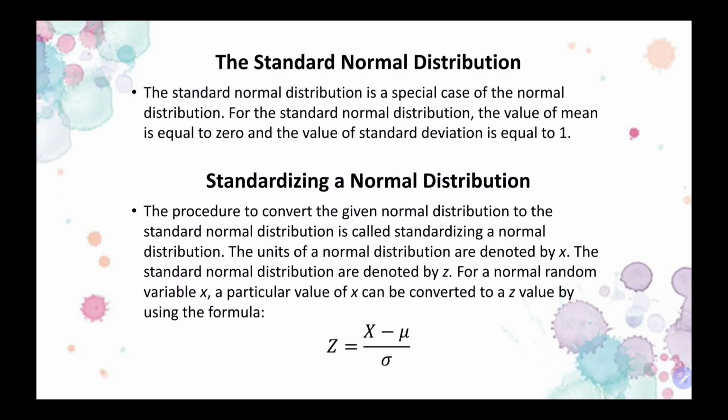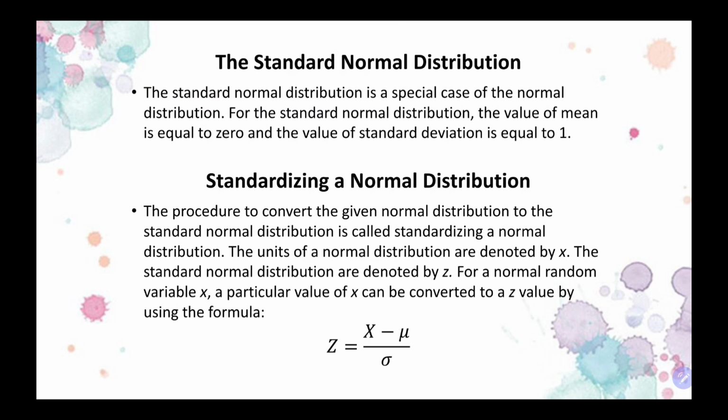Now we go to the standard normal distribution. The standard normal distribution is a special case of the normal distribution. For the standard normal distribution, the value of the mean is equal to 0 and the value of the standard deviation is equal to 1.